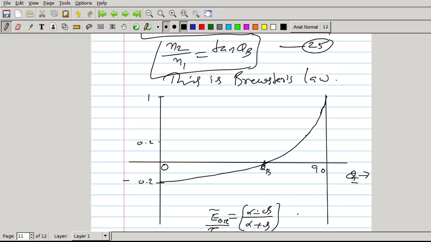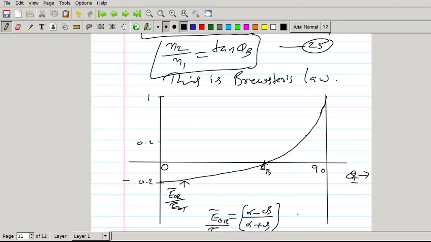So this equation becomes 1 minus beta by 1 plus beta, and beta value is n2 by n1. If it is passing from rarer to denser medium, n2 greater than n1, so beta is greater than 1. So 1 minus beta by 1 plus beta, if beta is greater than 1, then this will be negative, and we are assuming that it is passing from rarer to denser medium. So beta is greater than 1, and when alpha equal to 1, this quantity will be negative. That's why this value shows negative here. So this represents E0 R by E0 I variation.